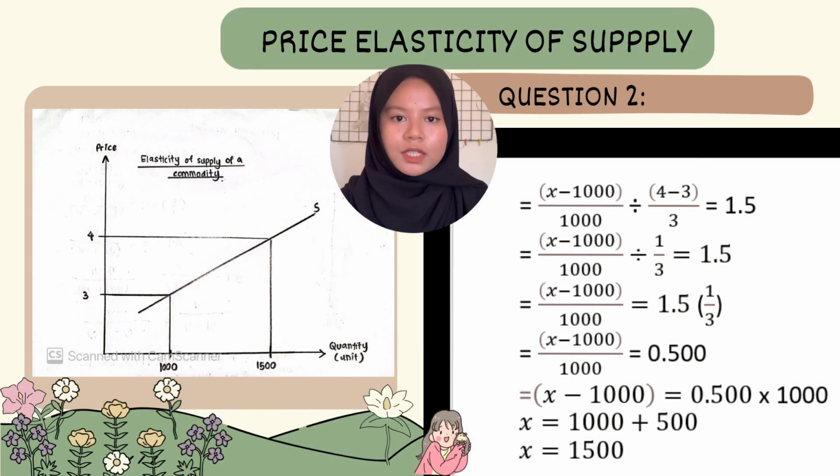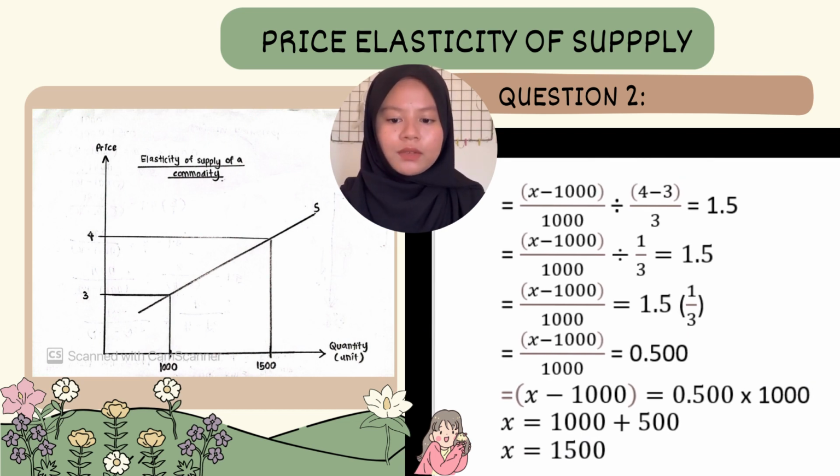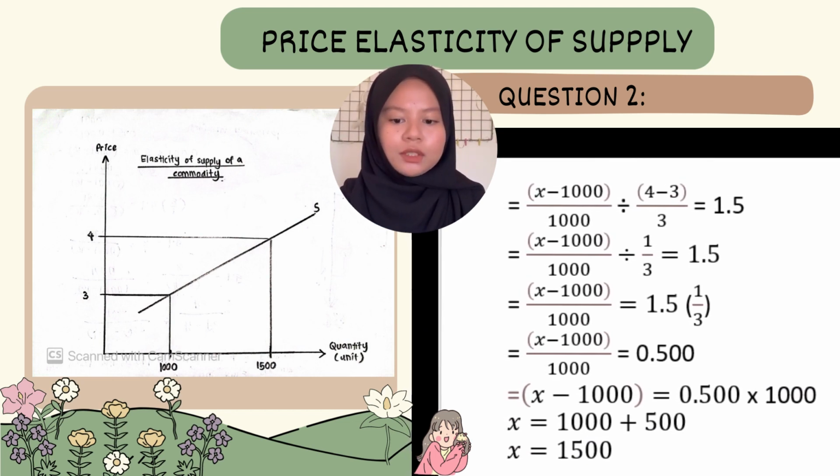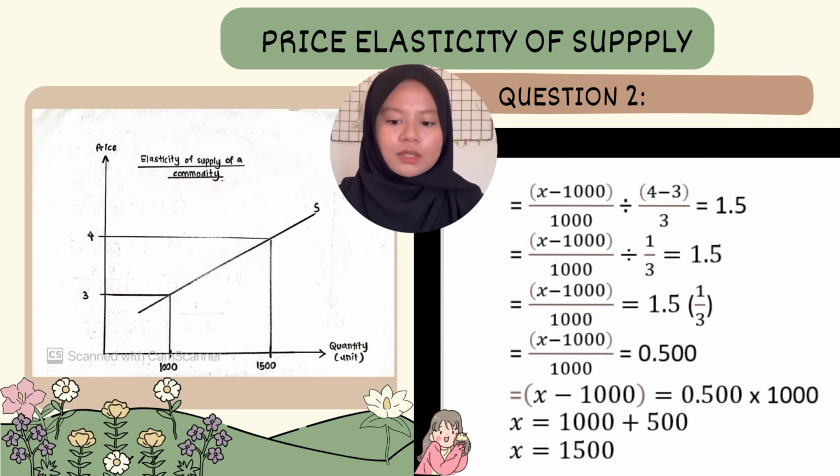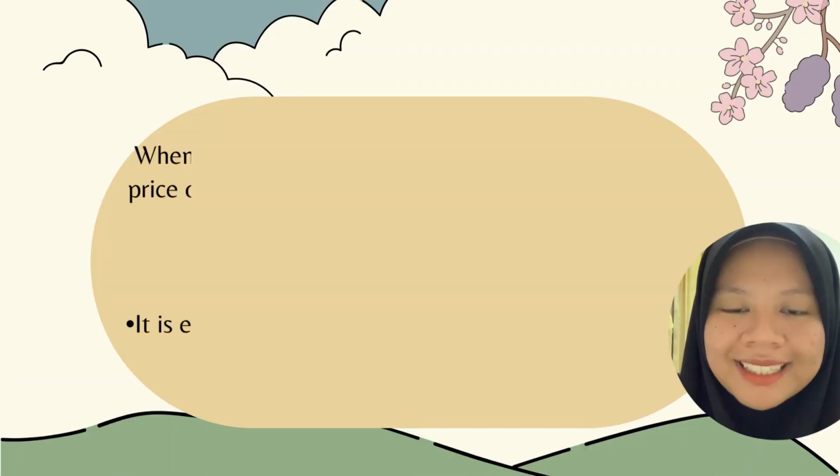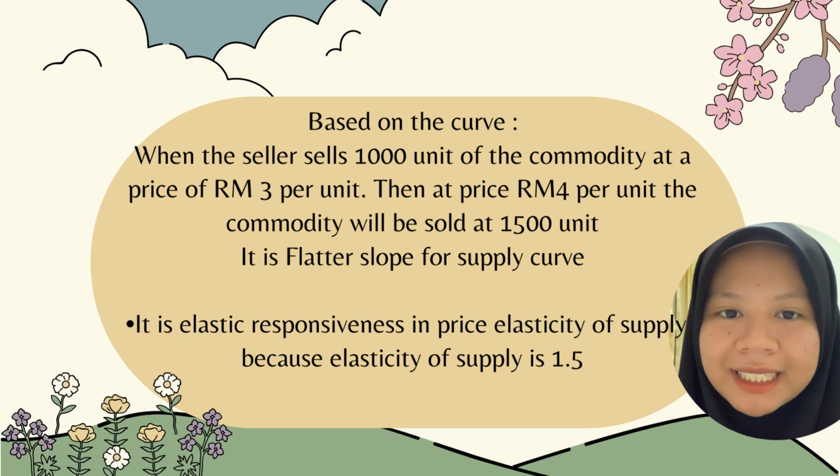Using the formula, the calculation will be like this. X minus 1000 divided by 1000, divided by 4 minus 3, equal to 1.5. X minus 1000 divided by 1000, divided by 1 per 3, equal to 1.5. X minus 1000 divided by 1000 equal to 1.5 multiply 1 per 3. X minus 1000 divided by 1000 equal to 0.500. X minus 1000 equal to 0.500 multiply 1000. X equal to 1000 plus 500. X equal to 1500.